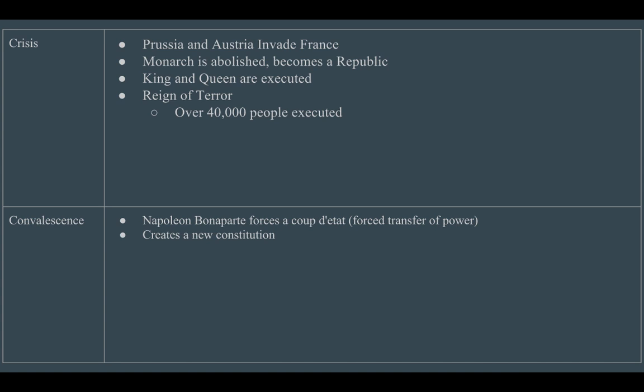Robespierre is a person who rises and creates the Republic in France, and he is really big on killing and murdering people to kind of get them to conform, which is funny because ultimately Robespierre is executed as well. And so our convalescence for the French Revolution will be Napoleon Bonaparte forces a coup d'etat, which means in French forced transfer of power, where he takes over France and he creates new government and new constitution. And ultimately, though, Napoleon is not very successful, and he tries to create an empire, which causes a lot of warfare and strife. And he's ultimately exiled once, tries to come back to France, and then is exiled again. Remember, if you don't know what exiled means, it means kicked out.